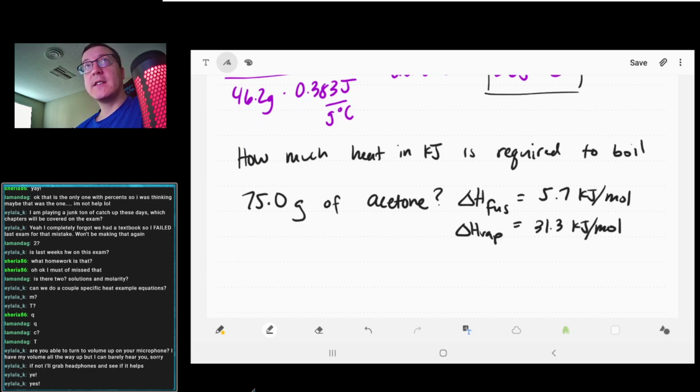This question is asking us, how much heat are we going to need to boil a certain mass of acetone? We don't even need the boiling point or anything, but acetone is an organic solvent. You might use it as nail polish remover or something. It is a pretty common substance. I've given you two delta H's here, but we're only going to use one of them. I want you to be able to choose which one. Which one of these delta H's is going to correspond with the process of boiling?